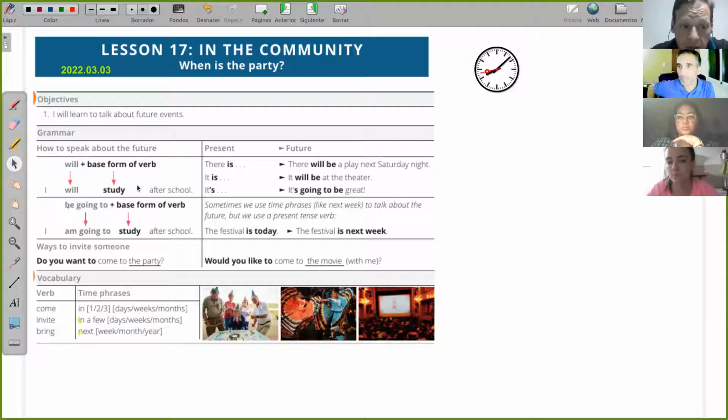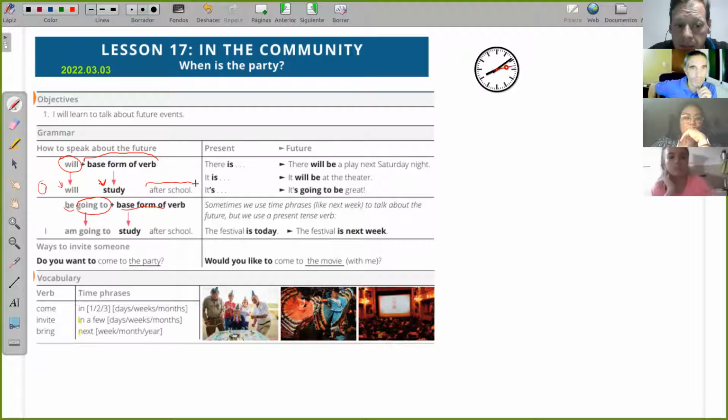We can use the form with will, and we use a verb, or the verb to be with going to and the verb. So there are two ways. When we say the person, will, the verb, and whatever, we are talking about the future. I will study, this is the infinitive form of the verb. I will study after school, okay?